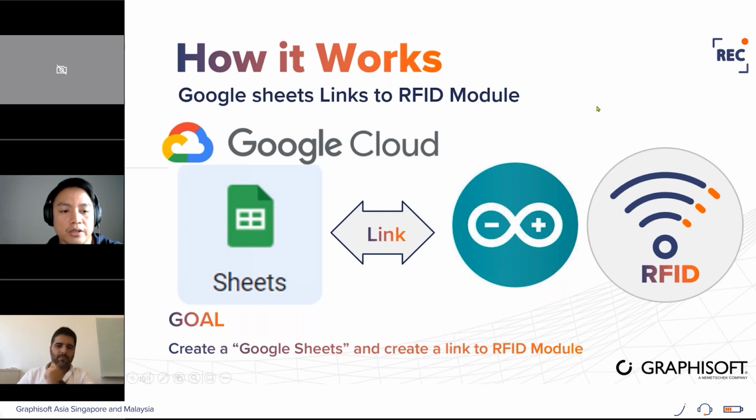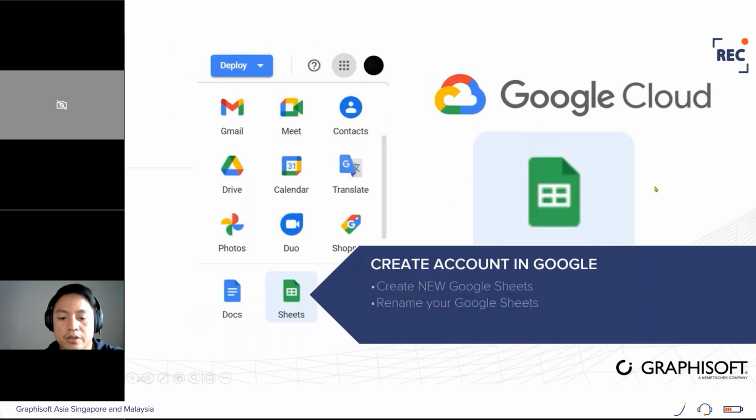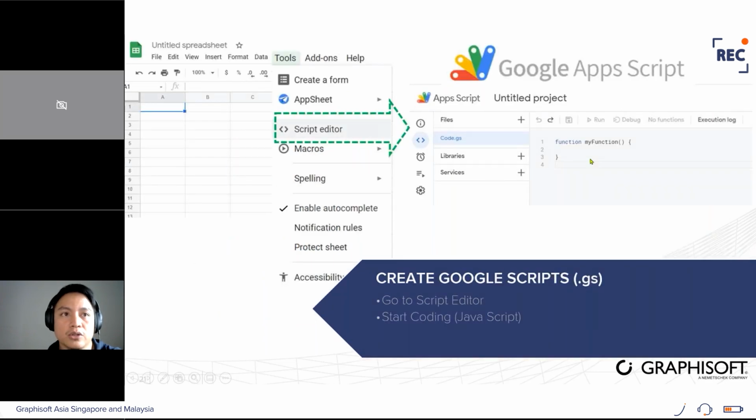So first thing, we need to create a Google Sheets. Then what we're gonna do is link the Google Sheet to our RFID module. Again, this is a DIY process. Make sure you create your Google account, create new Google Sheets, and of course name it. I'm not going to go into much detail on the JavaScript because my focus is more on Archicad Python, but I'm going to show you what settings you need to do.